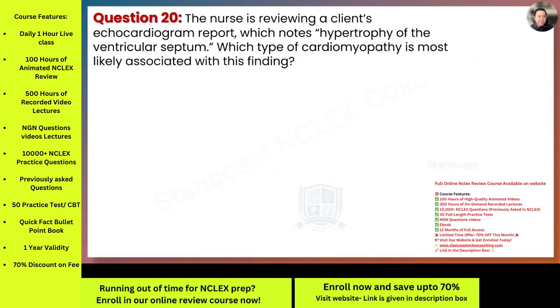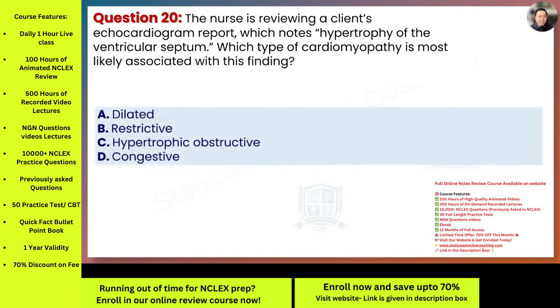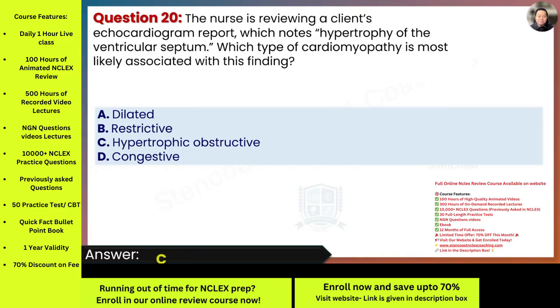Let's have number 20. The nurse is reviewing a client's echocardiogram report, which notes hypertrophy of the ventricular septum. Which type of cardiomyopathy is most likely associated with this finding? Options: A, dilated; B, restrictive; C, hypertrophic obstructive; D, congestive. The answer here is letter C.